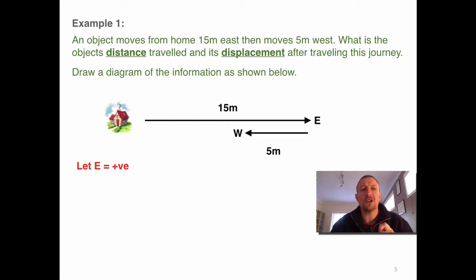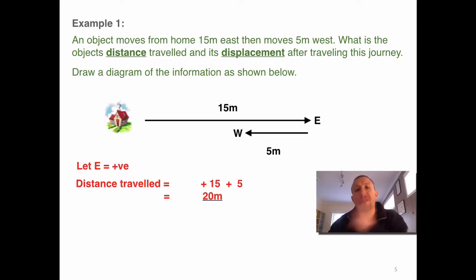Now the first question asks us, what's the distance travelled? How far have we gone? Well, we did 15 meters and then we did another 5 meters. So we did 15 plus 5, so we travelled 20 meters. We actually walked 20 meters. We went 15 meters this way and then came 5 meters back, so our total distance travelled was 20 meters.